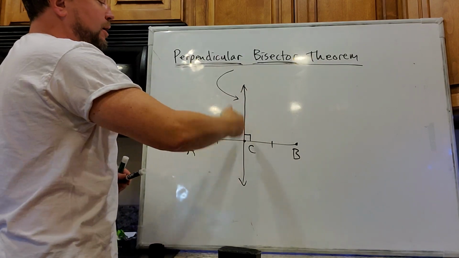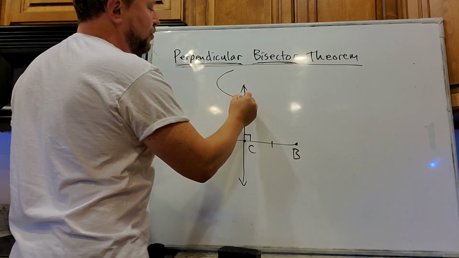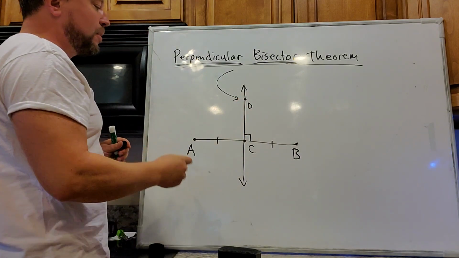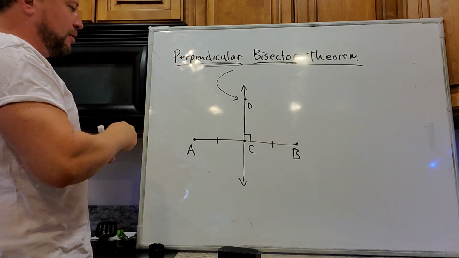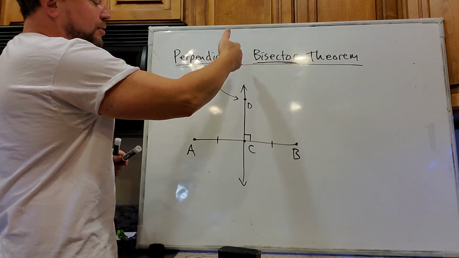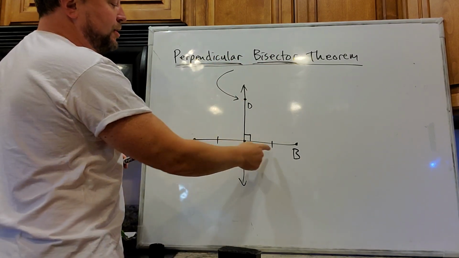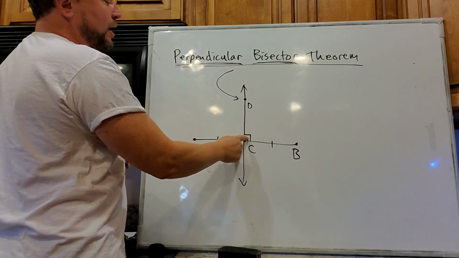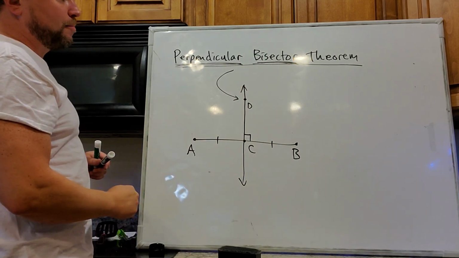So this guy right here, if I put a point up here, for example, and call it maybe point D, then that line DC is my perpendicular bisector because it went right through the dead center middle, bisecting that segment, and it did so at a right angle, so it's perpendicular.